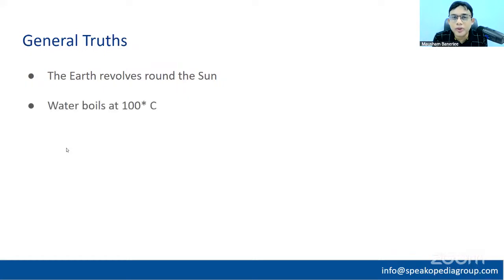Water boils at 100 degrees centigrade. We all know this. That's a general truth. Okay. Or flowers don't grow in the winter. So in winter, flowers generally don't grow. It's a general truth. So make a sentence with a general truth and comment below. Make one sentence with a general truth that you know, something that happens every day. The sun rises in the east. So that is a general truth.